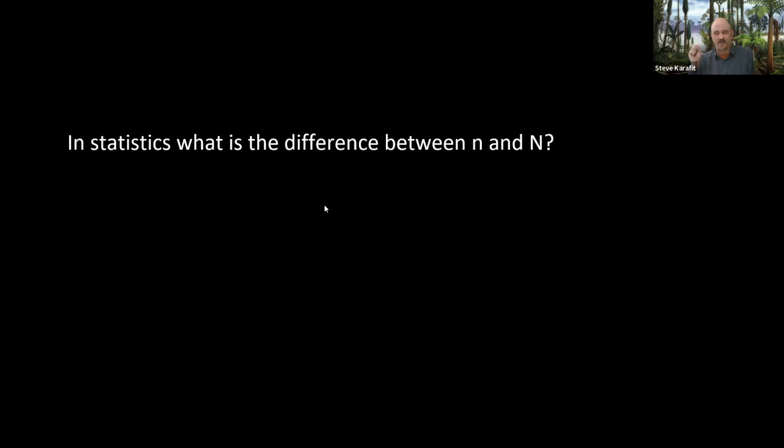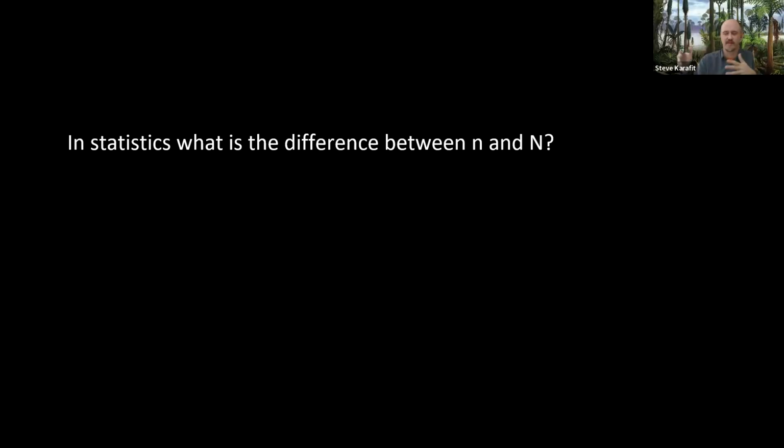Okay, so quick question then. If you have the manual and you read through it, there's a pre-quiz at the beginning, which I'm not collecting, obviously. But the first question is, in statistics, what's the difference between little n and big N? Does anybody have an answer for that? Big N is the whole population and little n is the sample. Good job.